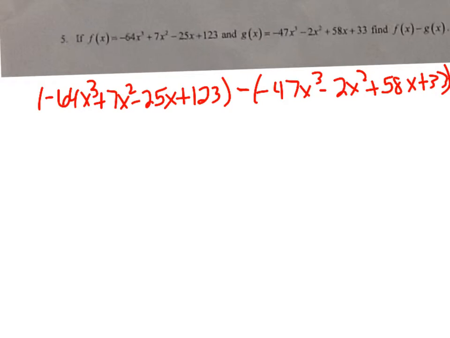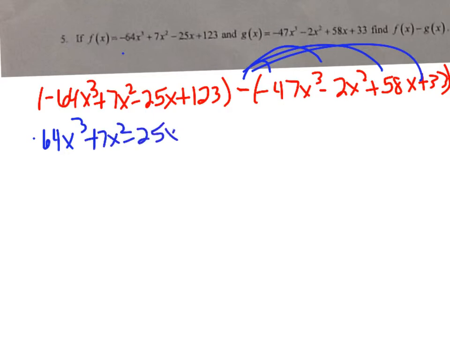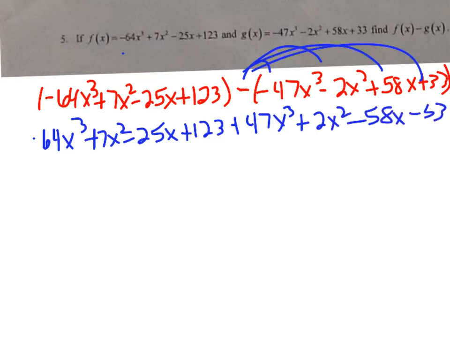So now you guys, I'm sure, remember that when we subtract polynomials, you have to distribute the negative all the way through. So the first parenthesis is going to stay the same. So it's negative 64x to the third plus 7x squared minus 25x plus 123. Distribute the negative, I get positive 47x cubed plus 2x squared minus 58x minus 33. Now all we're going to do is combine like terms.